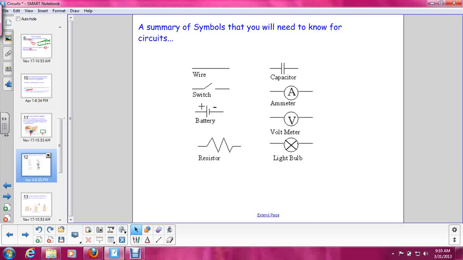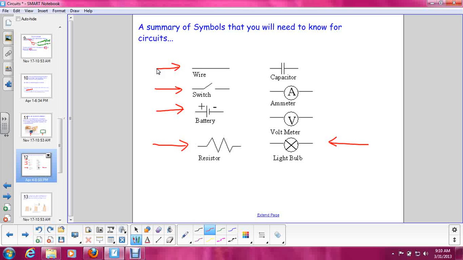So a little reminder of all of the symbols you will need to draw circuits. Wire is easy, it's a straight line. A switch is like an open wire. A battery is one long, one short. A resistor is the little monster teeth. A light bulb is the X-Men symbol. And then there are 3 more we didn't talk about before. Remember, a capacitor looks like a battery, but these 2 lines are the same size. That's why when you're drawing a battery, you need to make sure you have one long and one short line.